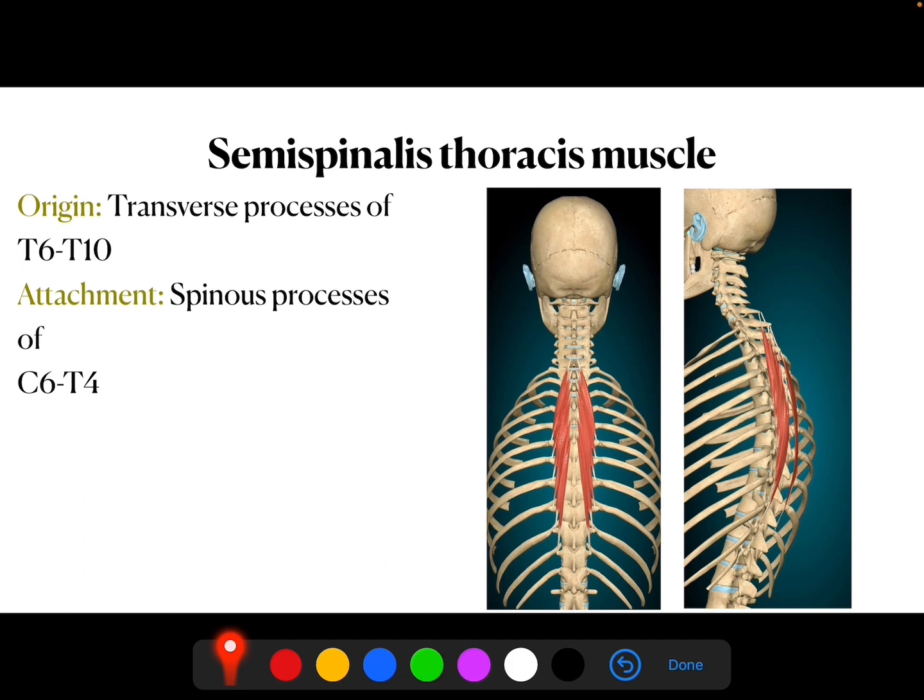Semispinalis thoracis muscle. It originates at the transverse processes of T6 to T10 and attaches at the spinous processes of C6 to T4.